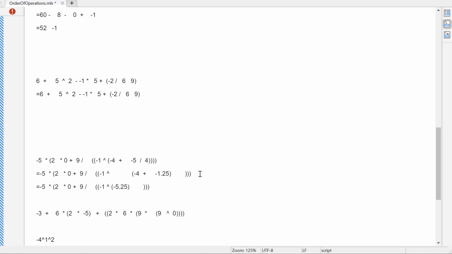Negative 1 to the negative 5.25 is just going to be, I don't know. I feel like I should know this. Oh, because it's a negative. Yes. So remember, it's negative 1. It's going to be negative no matter what, because it's 1 to the something, which is just going to be 1, right? Because that's the exponent.